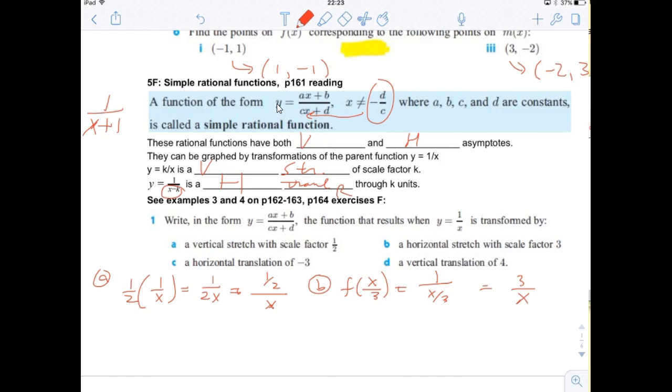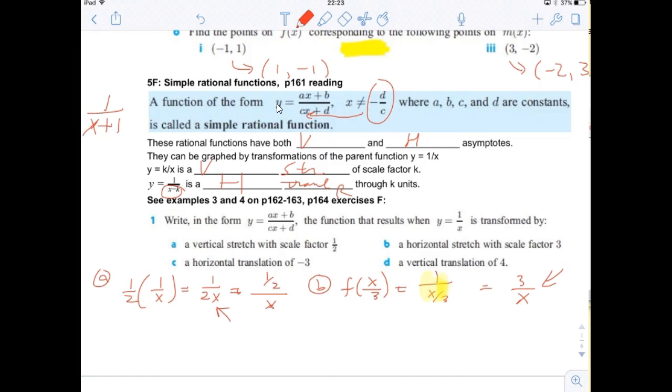Okay? Now, the reason why I prefer at this point to write it like this is because it looks like a horizontal stretch. When you look at this, what does it look like? It looks like a vertical stretch, right? When you look at this, what does it look like? It looks like a horizontal compression, okay? Because it's together with the x in the denominator.